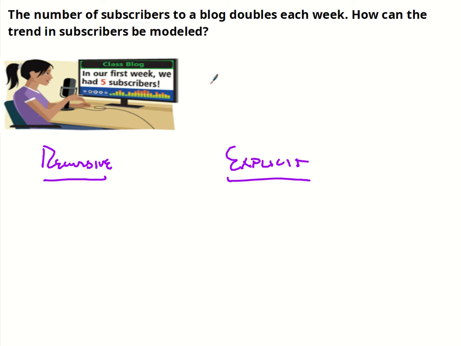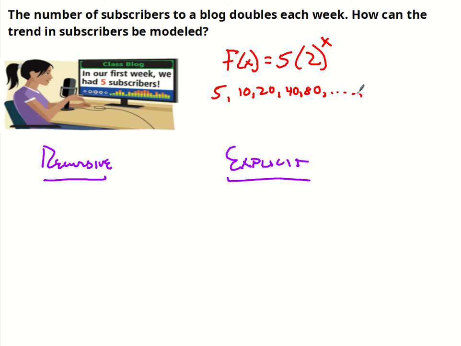Okay, so the first thing I want to talk about is how we would write this just as a regular exponential function. We don't have to write it as a sequence if we didn't want to. So if I just wrote it as an exponential function, my initial value is I started with 5 subscribers. The constant ratio is 2 because we're doubling it each week, and that'd be to the power of x. This is just a simple exponential function. Okay, well, if we also want to write it as a sequence, I know that this is going to go 5, 10, and it's just going to keep doubling every single week. And that's the sequence.